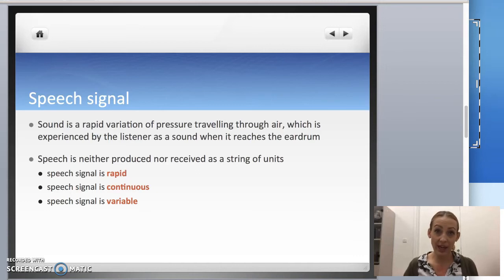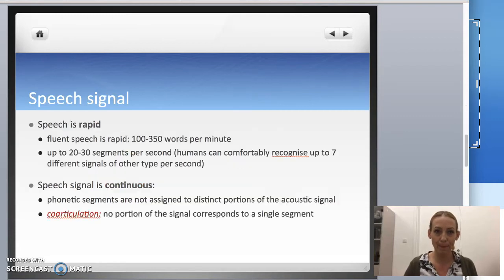And another thing about the speech signal is that it's very variable. The sounds are not always the same. They don't always have the same properties. So in writing, the letter L is always L. It's always written in the same way. That doesn't mean that the sound L is always produced in the same way.